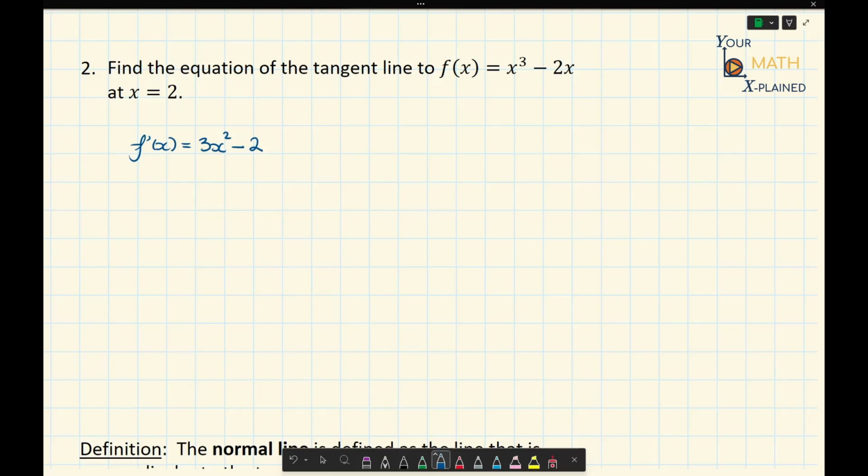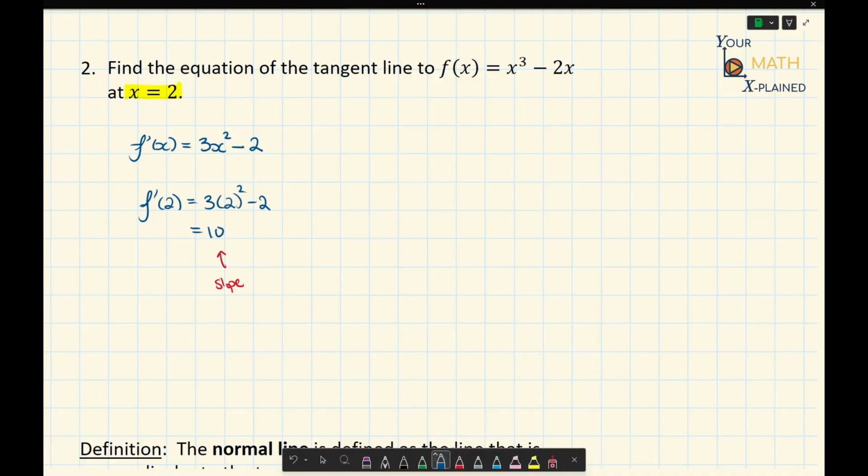But the x value that we're interested in here is x is equal to 2. This means in order to find the slope of the tangent line at x is equal to 2, all we need to do is substitute 2 into our x for f prime of x. So f prime of 2 is equal to 3 times 2 squared minus 2. And this is equal to 10. So again, remember that this is the slope.